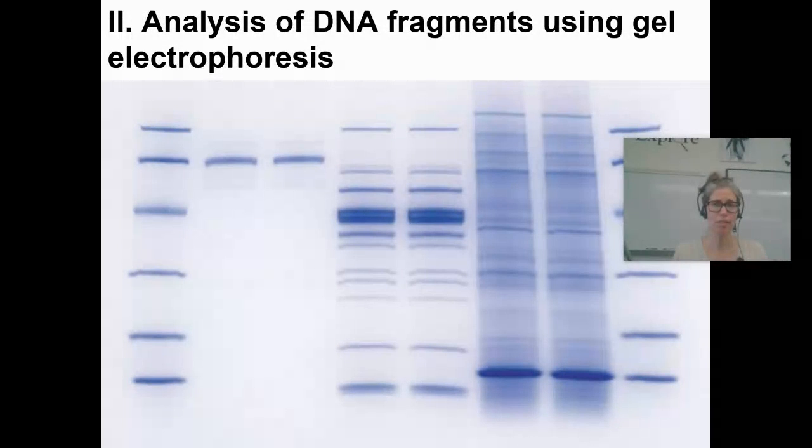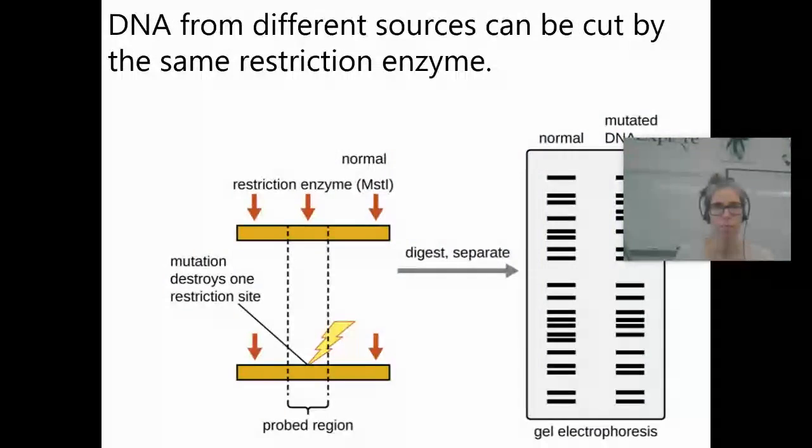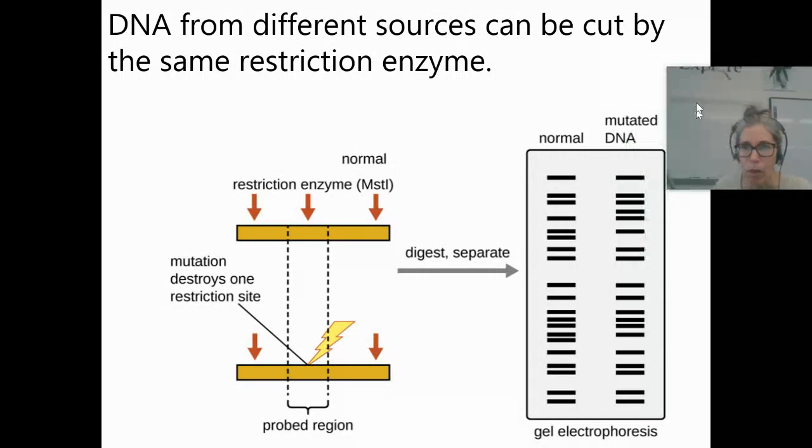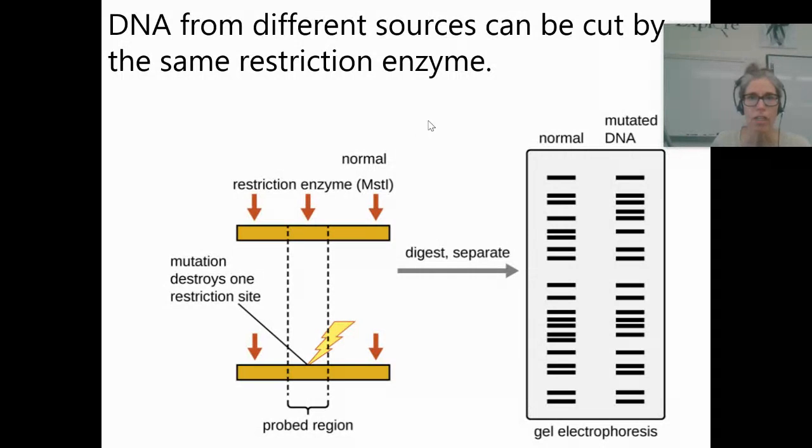So one of them is to cut DNA and then pull the DNA through a gel in order to see the different fragments that are left behind by the restriction enzyme. So now we're going to talk about analysis of DNA fragments using gel electrophoresis. So let's get me out of the way if possible here. There we go. Okay, so DNA from different sources can be cut by the same restriction enzyme.